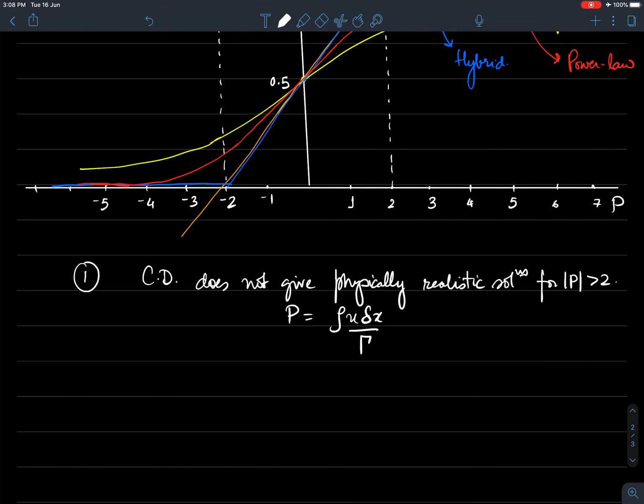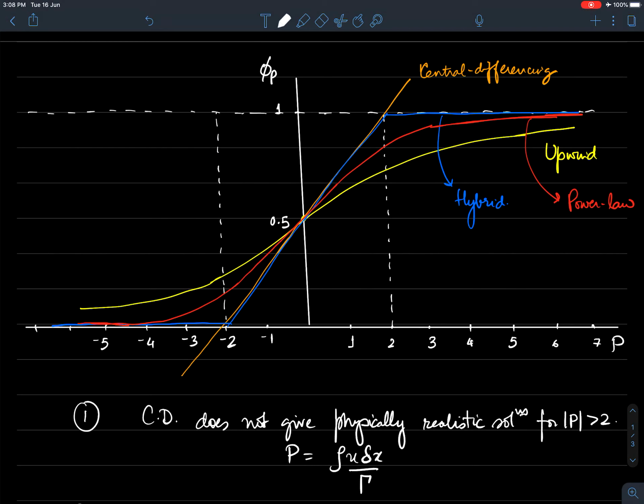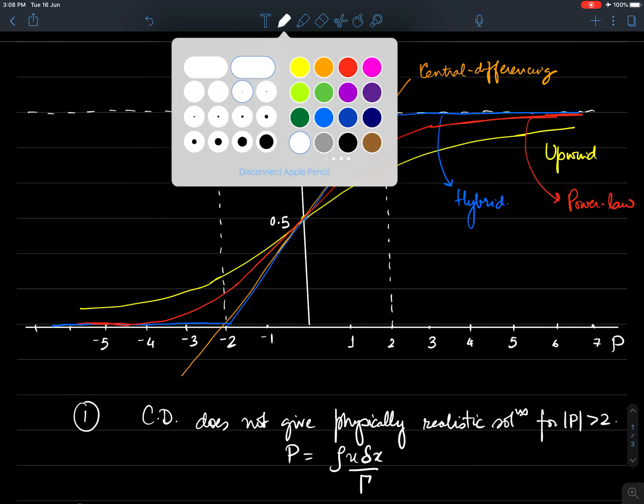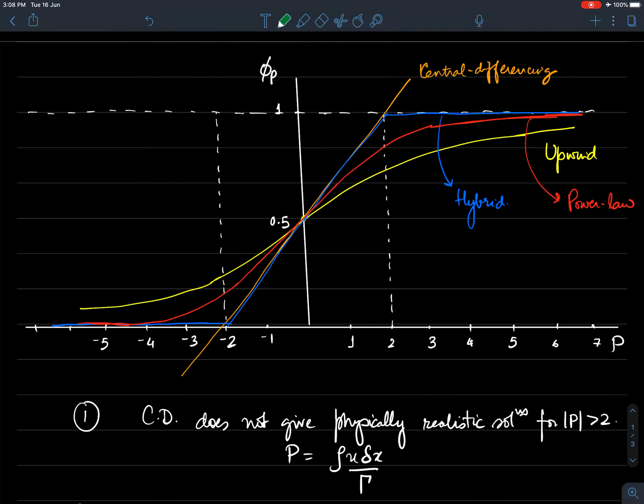The second, more important thing is regarding the upwinding scheme. Let me choose a slightly different color to make my point. If you look at the upwinding scheme, it shows quite a bit of deviation from the power law scheme. So what it technically means is, and to explain my point, let me choose some Peclet number, let's say Peclet number of 4.